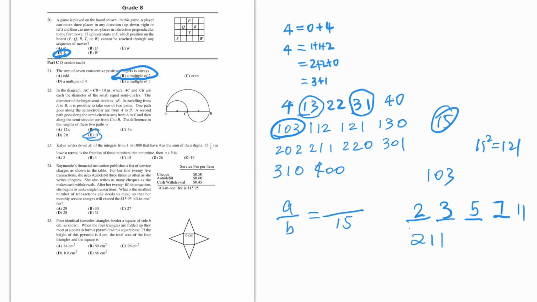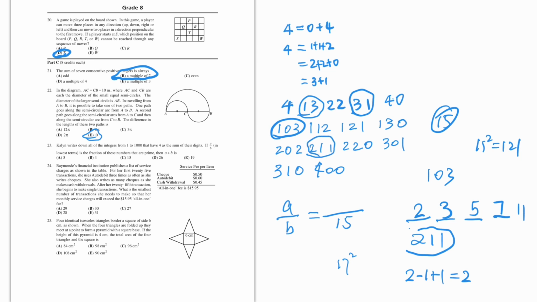A number divisible by 11 must have the first number minus the second plus the third be divisible by 11, but 2 minus 1 plus 1 equals 2, not divisible by 11. And for 13, 211 is not divisible by 13. And 17 squared is 289, which is greater than 211. So that's 211 is prime.